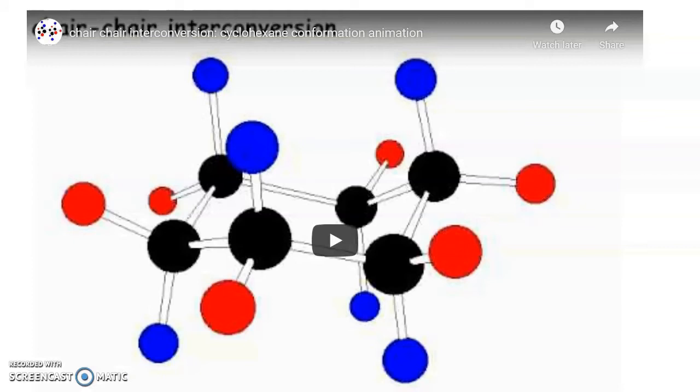This interconversion of the various conformations of the cyclohexane is called ring flipping. We shall discuss ring flipping in detail later. We also need to discuss the energy aspects or the stability aspects of these conformations. Now we shall discuss those.